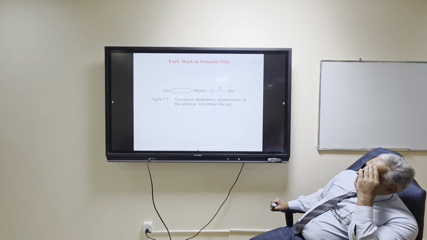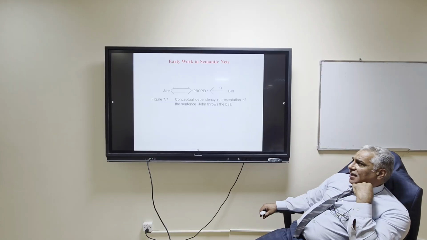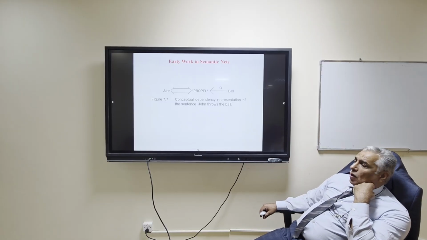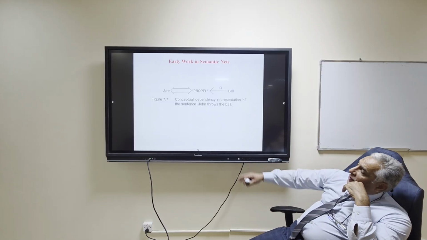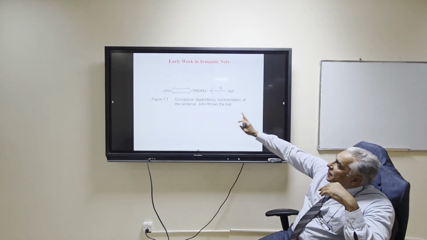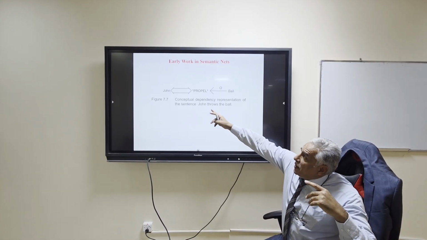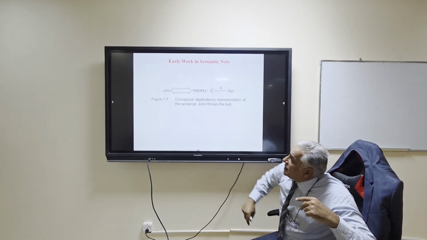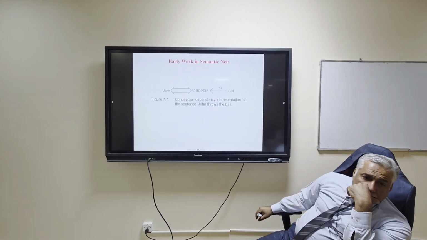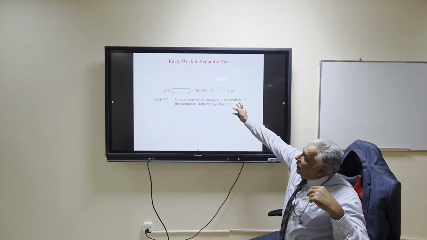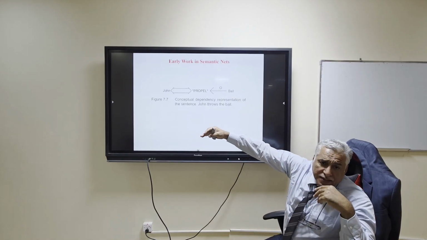In this conceptual dependency representation of the sentence John throws the ball, this is represented by these objects. The relation between John and the action is provided, and ball and John are represented by objects.